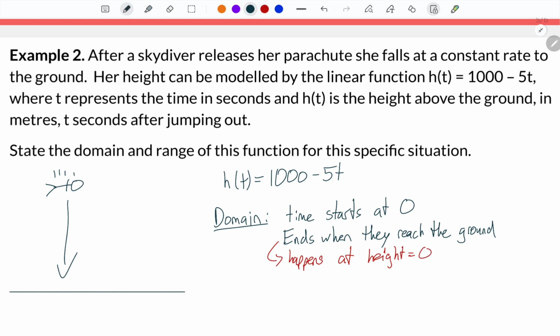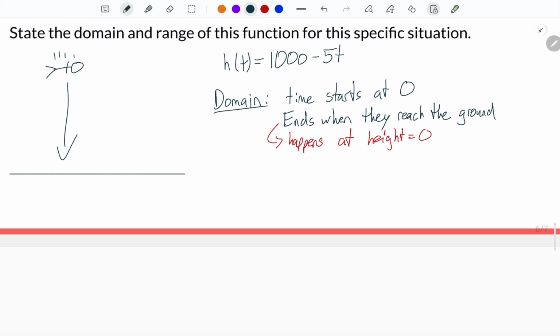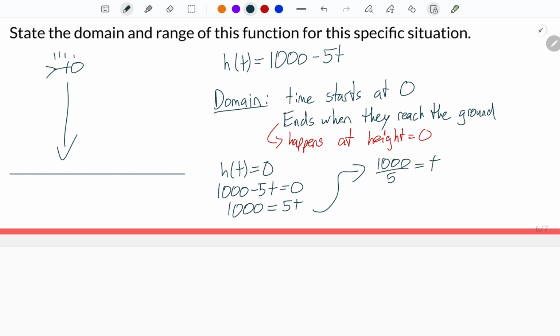And we have a function. So what we actually want to do to start this off is we're going to set the height equal to 0. We have the function, 1,000 minus 5t. Set that equal to 0, and we just want to solve for t, as in, we want to solve for the time. So I'm just going to move the 5t over, divide by 5. And if you do that, 1,000 divided by 5 is just 200. So when she reaches 200 seconds, at that point in time, she has hit the ground.